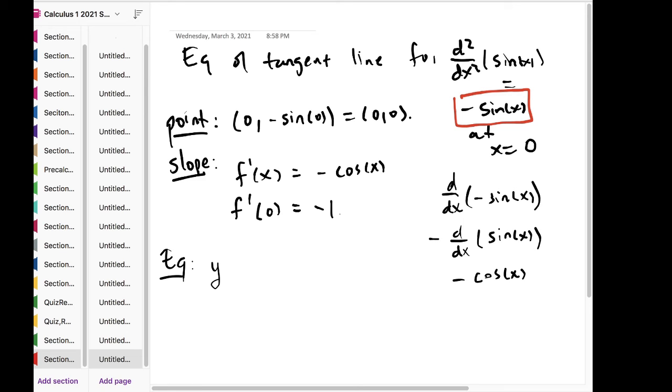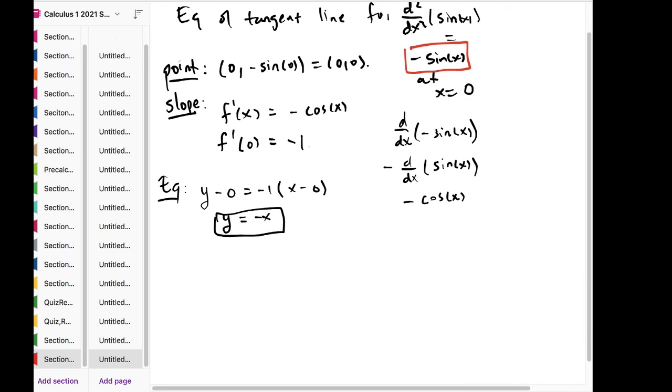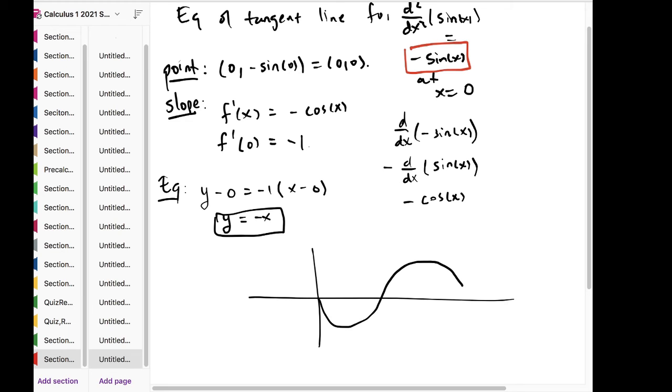Y minus 0 is equal to negative 1, x minus 0. So y is equal to negative x. So let's just see the picture. This is negative sine. And this is the tangent line. Y is equal to negative x.